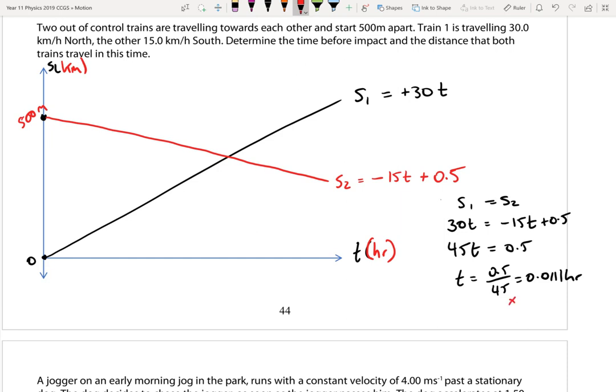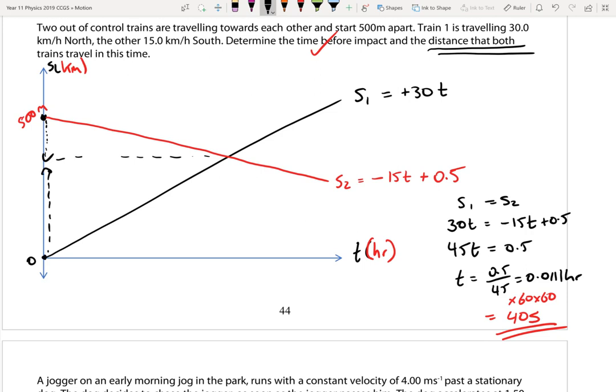Then, well, the time and the distance. So let's times that by 60 by 60, and we get 40 seconds. I think times it by 60, we'll get to 0.6. Yeah, 40 seconds. 40 seconds before impact. So we've just figured that one. And the distance that both trains travel. So now let's find the distance that this train travels down and the distance that this train travels up. And we know the magnitudes should equal 500.